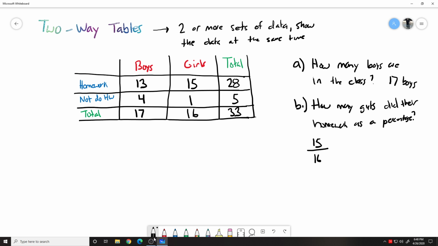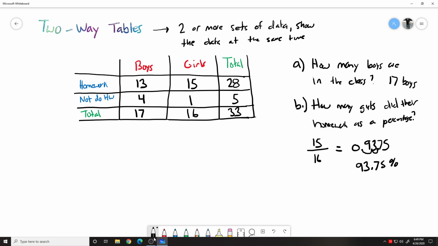Now remember, when you put that in your calculator, this is what my calculator says, straight up: 0.9375. So you will remember to write any number as a percentage, you take your decimal and you move it to the right, or you times it by 100, in other words. Take your decimal, move it 1, 2. It's going to go right there. So as a percentage, my answer is 93.75% of the girls did their homework.